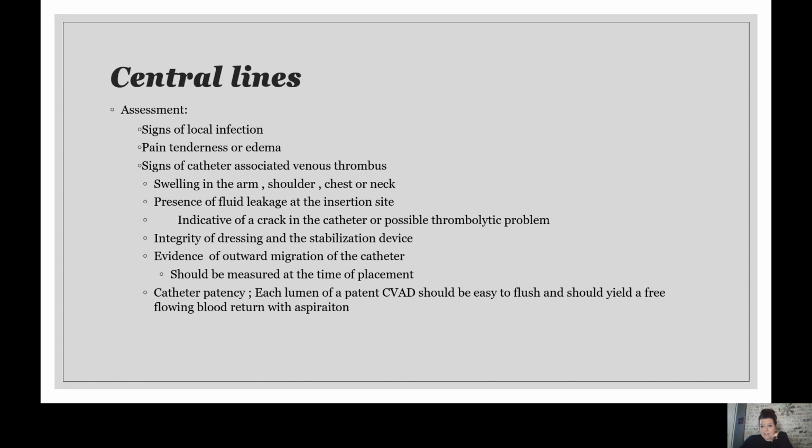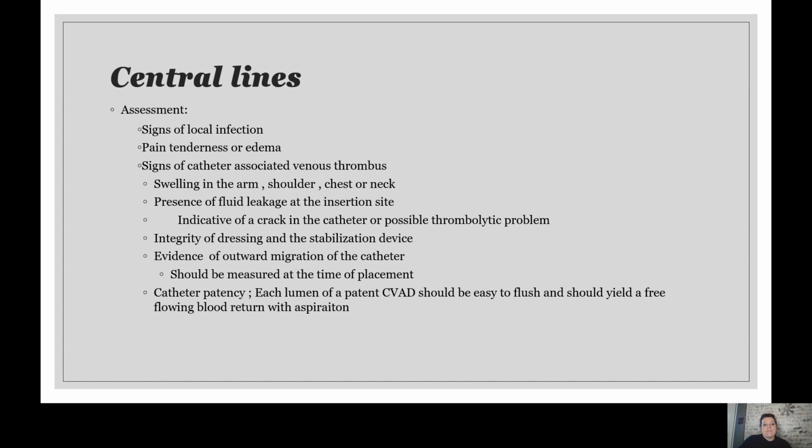So central lines, remember I told you guys, they are going into central circulation. When we're assessing them, we're doing pretty much the same thing as we are for peripheral IVs. We're looking for signs of infection: redness, swelling, warmth. We're looking for pain, tenderness, and edema. We're looking for signs and symptoms associated with a venous thrombus or a clot.